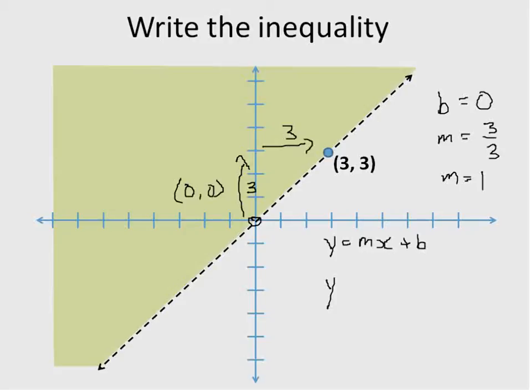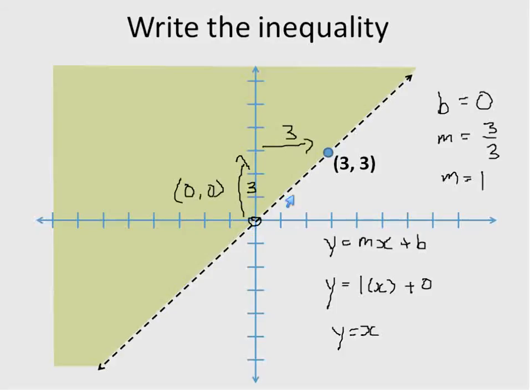Now I'm going to substitute that into my equation. 1 times x plus 0. 1 times x is x, and x plus 0 is x. So my equation of this line, this actual line here, is that y is equal to x.